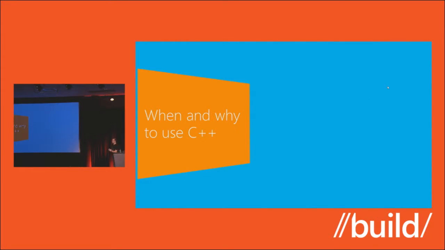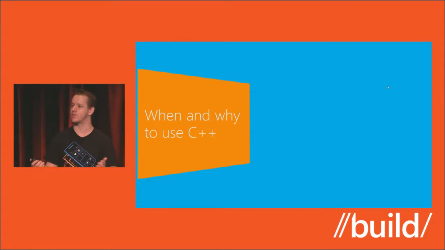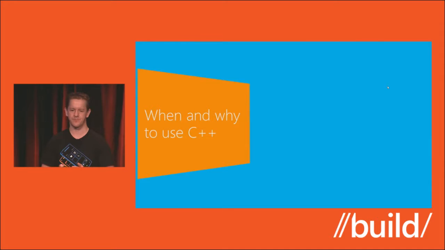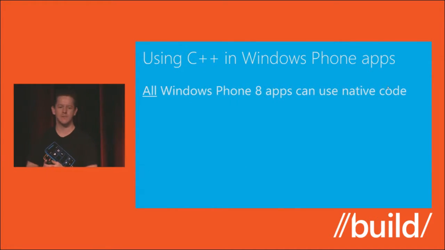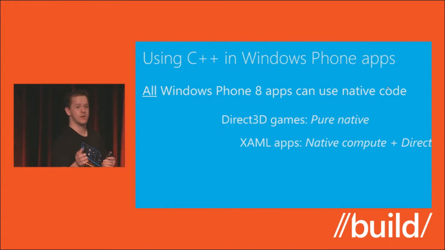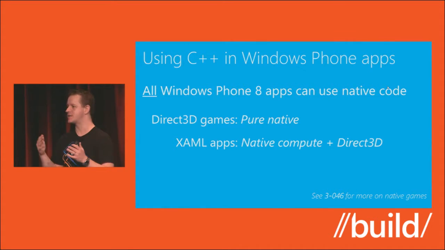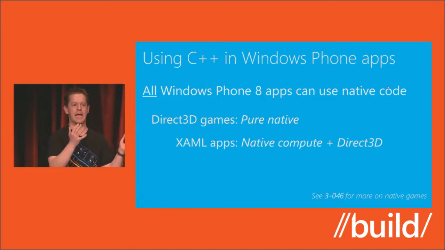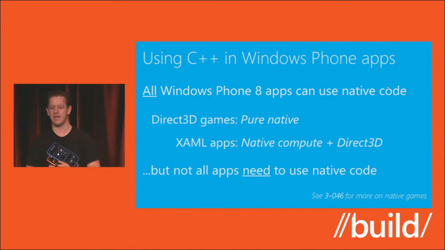So when and why should you use C++? Now, some of you might say always. But that's not necessarily the case for developers who already have a lot of experience or code with C# or VB. So the good news about C++ in Windows Phone is that all apps can use it. Right? You can have Direct3D-based apps, like the one I just showed you with the cube, that are pure native code. And you can have XAML apps that are a mixture of C# or VB and XAML and native code, either for computation or for Direct3D inside of your XAML app.